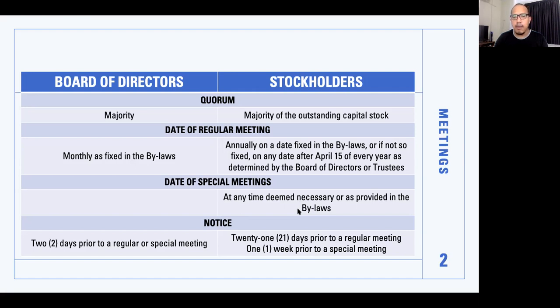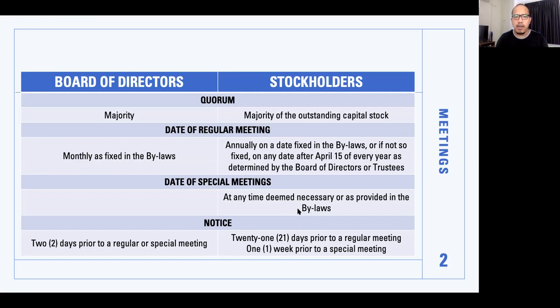So, sa stockholders, majority of the outstanding capital stock naman. Meaning, you have to take into consideration the percentage interest of the individual stockholder. So, hindi siya on a per head basis gaya ng sa board of directors. Per head yung bilang kung may quorum ba o wala. Pagdating sa stockholders, interest-based yung pag-determine ng quorum. Okay, so kung meron kang outstanding capital stock na 1 million, dapat at least 500,001 ay represented.